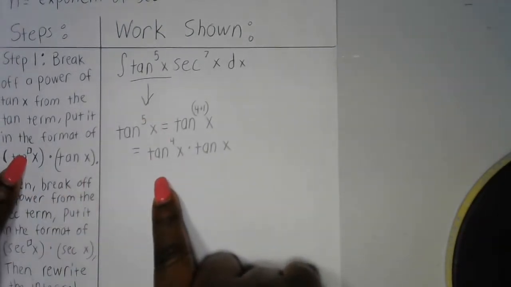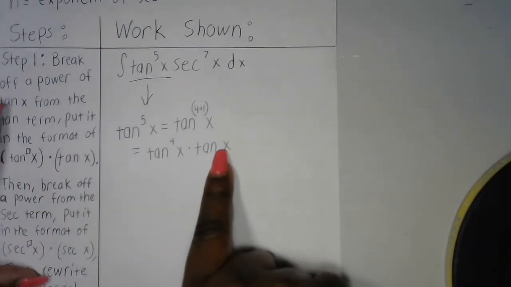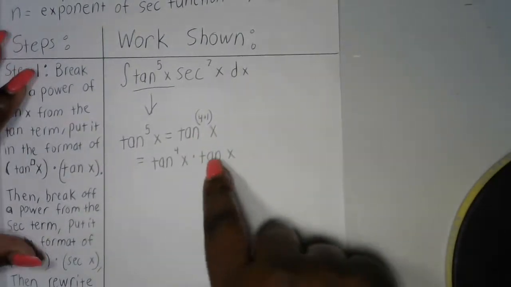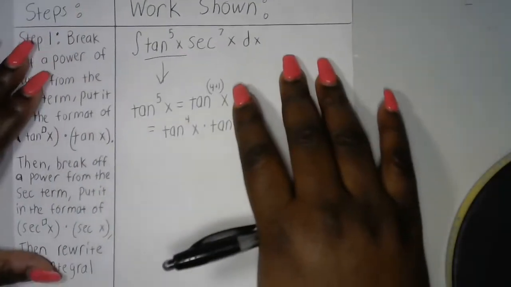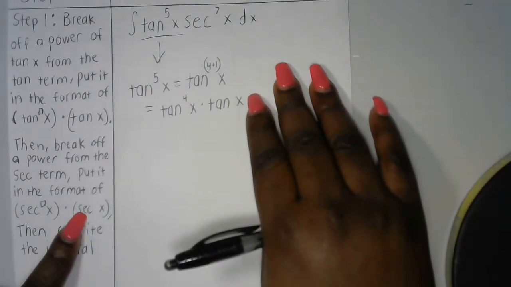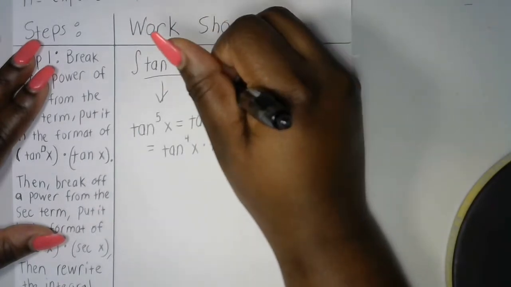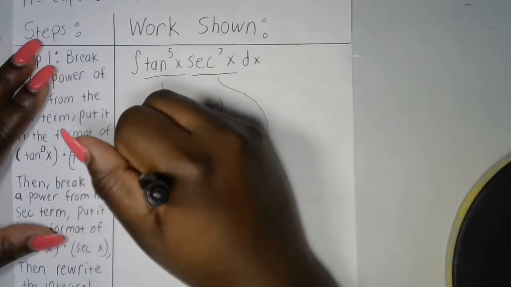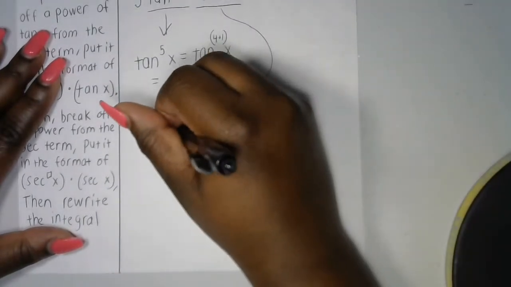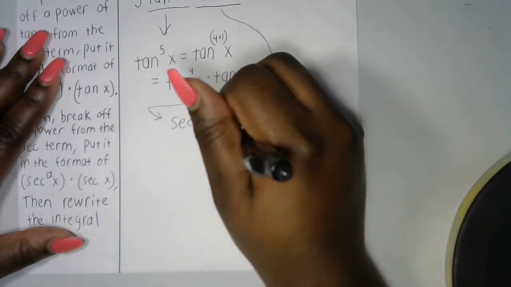So that's basically how you would break tan x to the 5th power down into this format. In this case, this little box is tan x to the 4th power times tan x. We have to put it into this format because we want to break off a power of tan x from the tan term. Now that we've done that, let's break off a power from the secant term and put it into this format. So we have secant x to the 7th power. Let me put an arrow down and then do it over here.